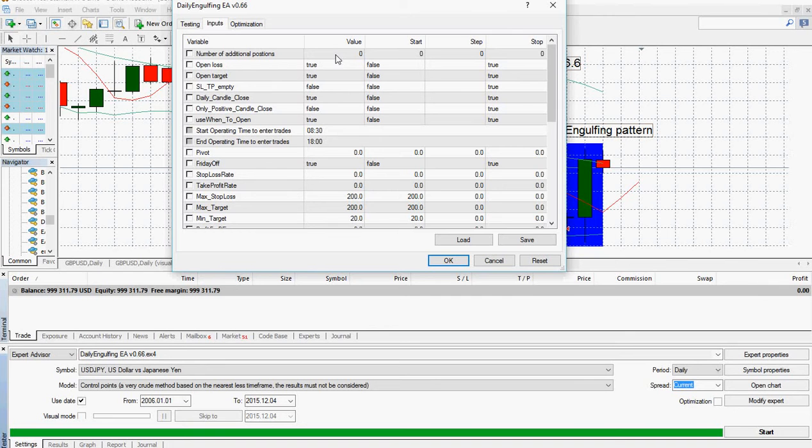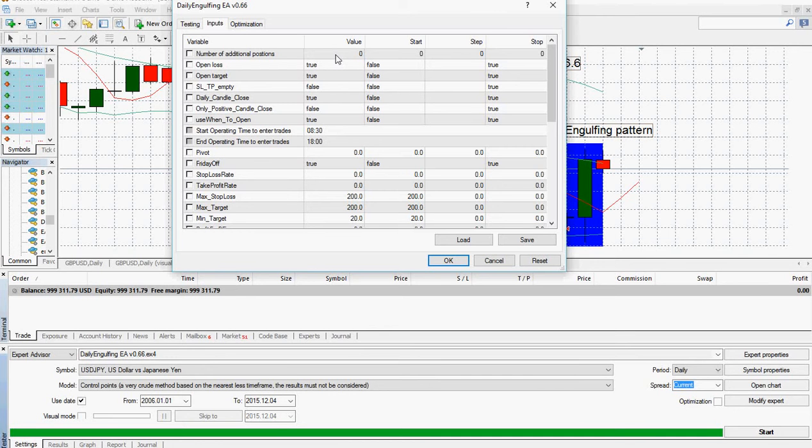I always use open loss and open target. Why? Because I want to change stop loss and target manually during the trading, because some trades maybe will have a couple days duration. Sometimes maybe I will see some important news and I want to protect my profit or something, so I want to change stop loss and target myself. Of course the expert advisor will change it instead of you, but this is important because I want to trade and to make profit. I want to control my trades.